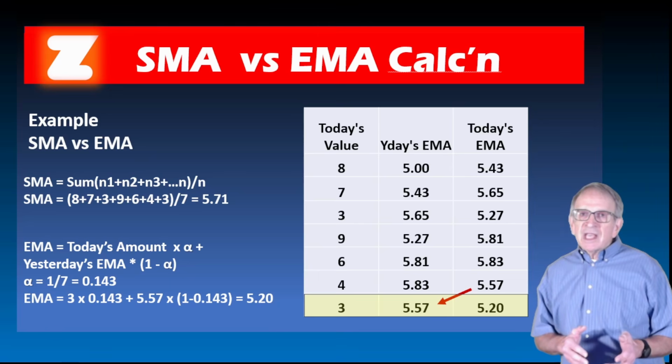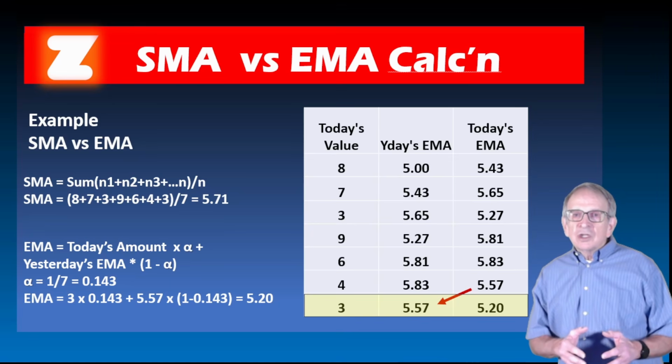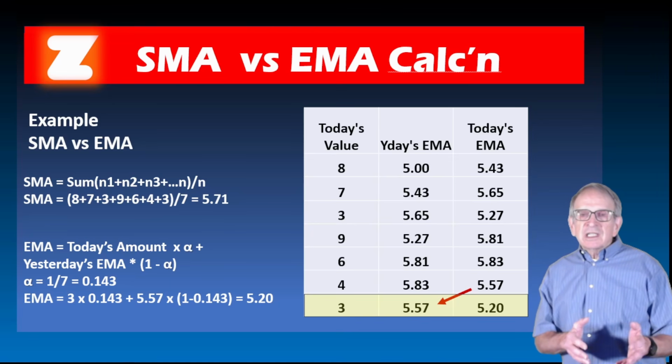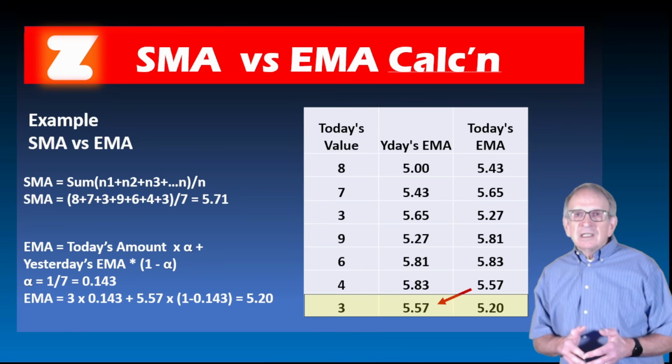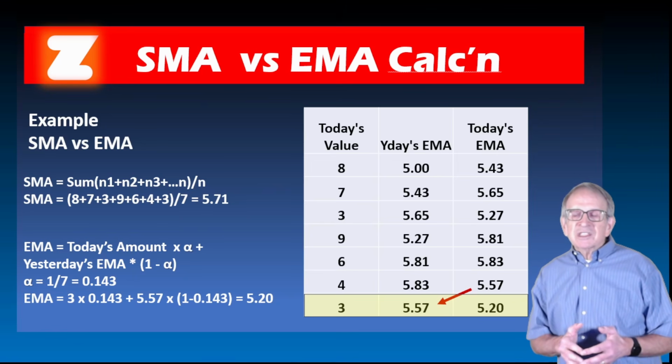Now remember, I was saying that in the EMA calculation, today's value has a higher contribution to the EMA result. And that's reflected in the values that we're getting in this calculation. Whereas the simple moving average gave us a result of 5.7, the exponential moving average gave us a result of 5.2.